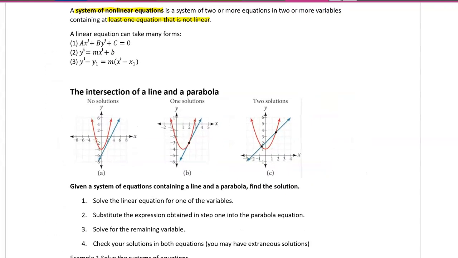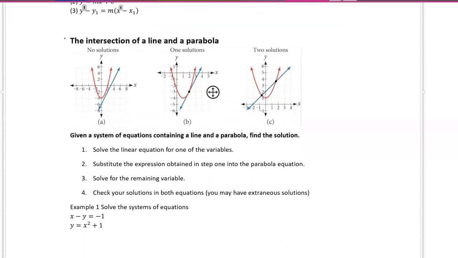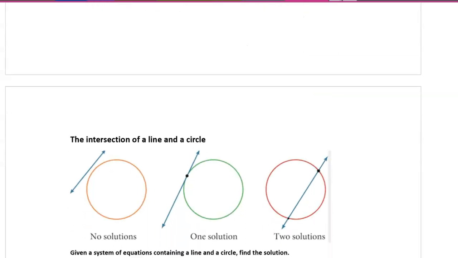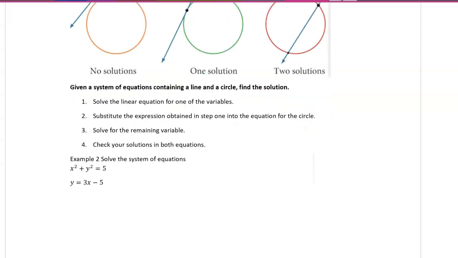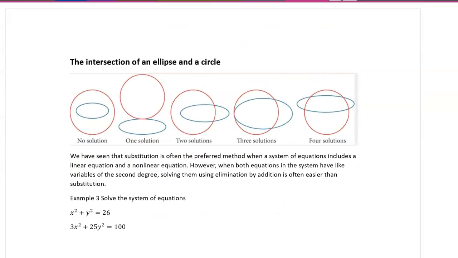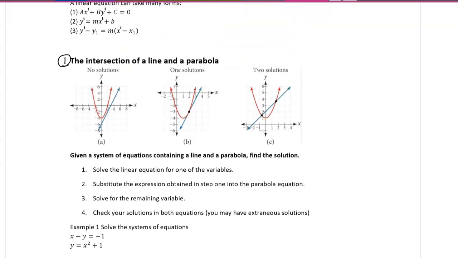So we're going to talk about three different types of nonlinear systems. The first one we're going to talk about is a line and a parabola. Then we're going to talk about a line and a circle. And then we are going to talk about an ellipse and a circle. And we'll get into detail on how to solve each of those three types of systems.